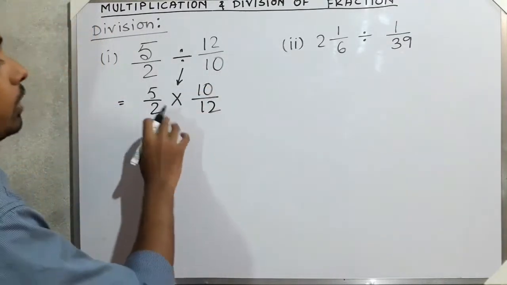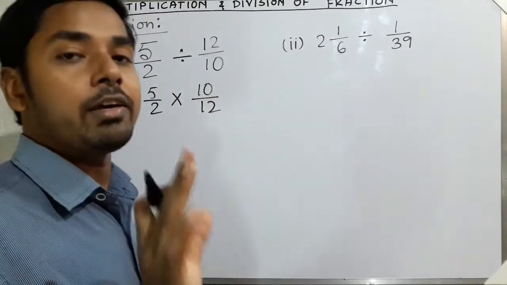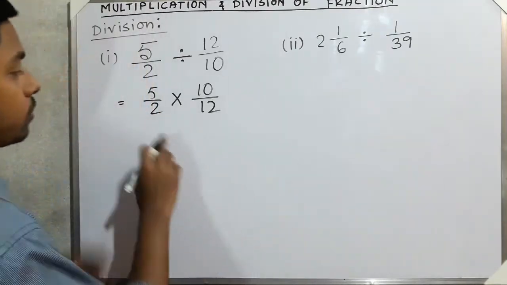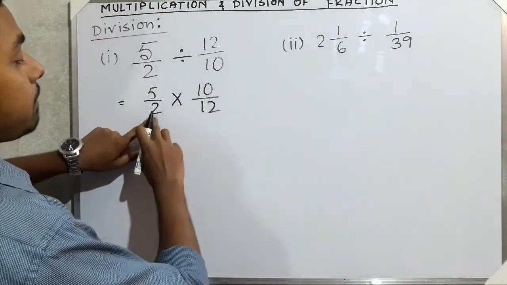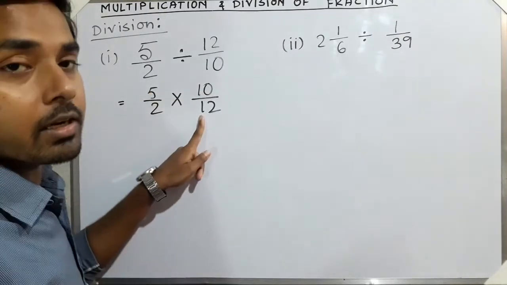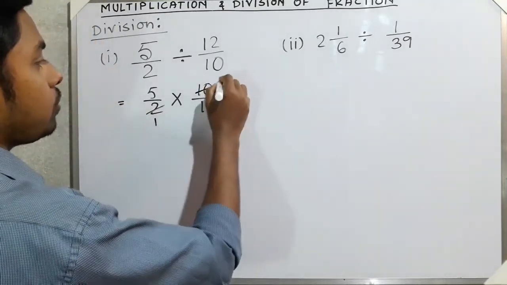Okay, now you have multiply. Now you can cut the numbers if they can be cut. So here 2 and 10 can be cut, 10 and 12 also can be cut. So you can cut anything. That means 2 1s are 2, 2 5s are 10.